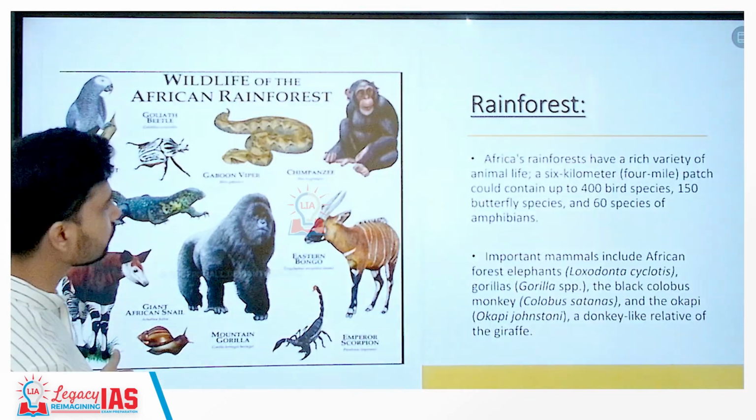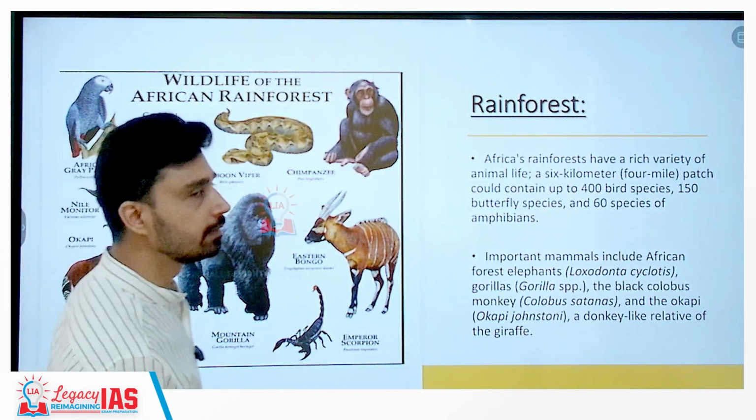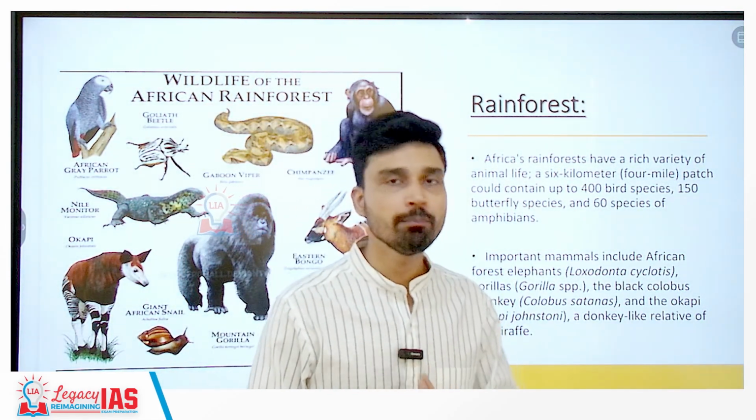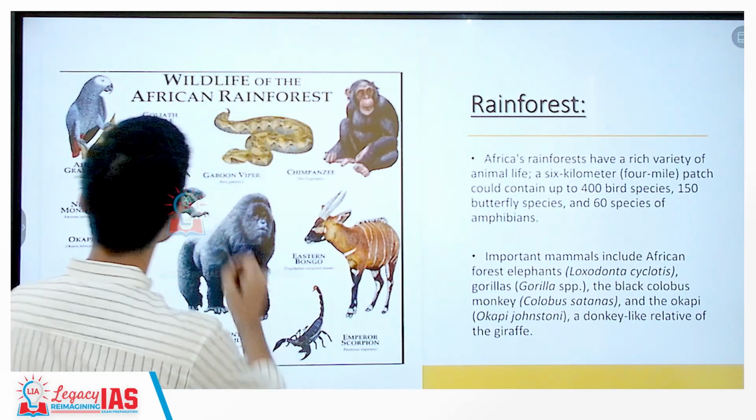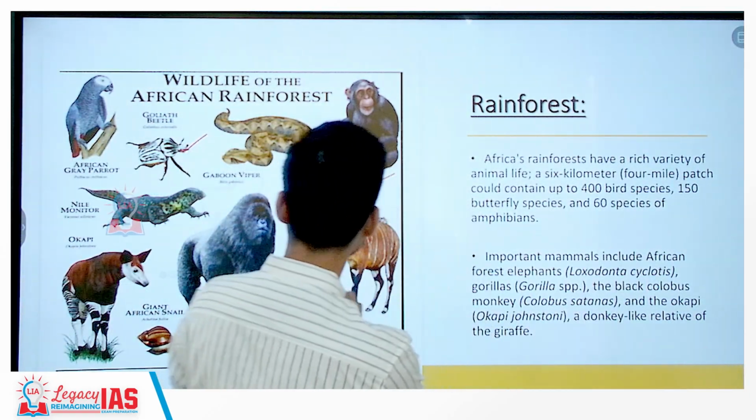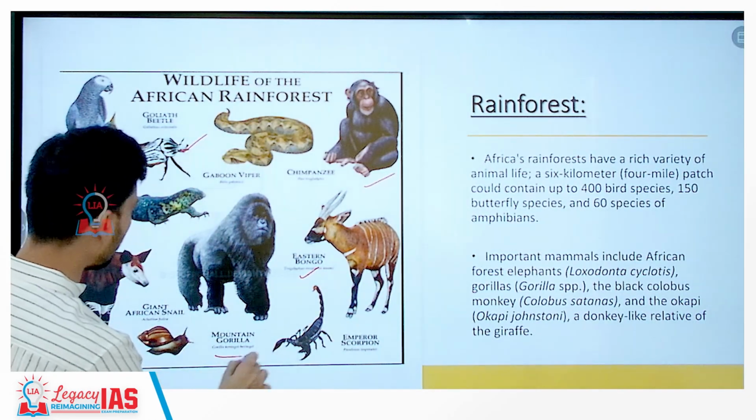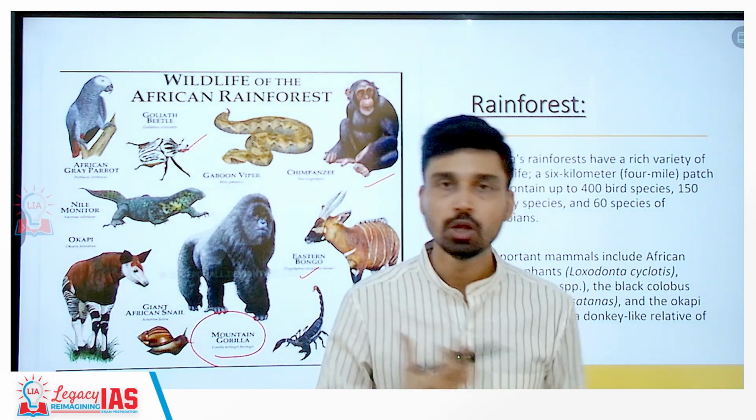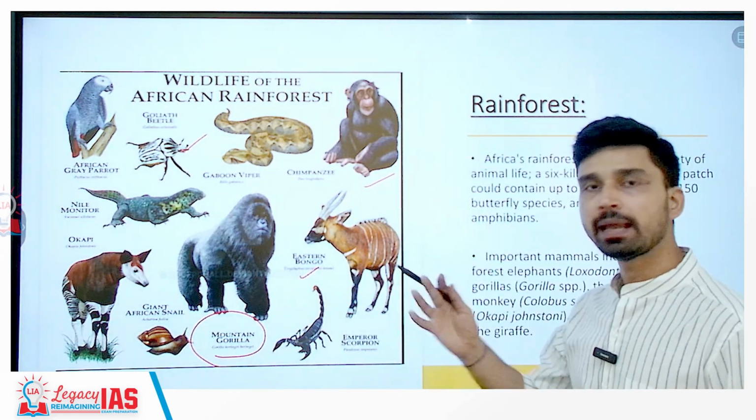rainforest. Now obviously these rainforests are also brimming with a wide number of animals, and major animals that you will see here are the chimpanzee, then we have the eastern bongo, and you have the mountain gorilla, which is one of the largest mammals on the earth after the blue whale and the elephant.